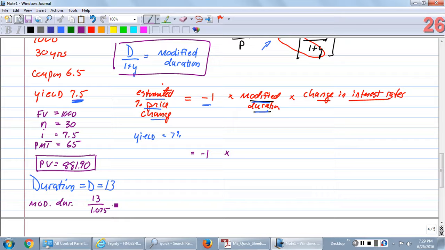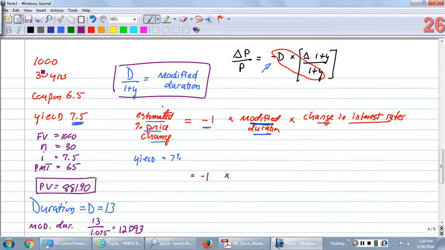1.075. This gives me 12.093. So our bond that we've been working with over on the left, $1,000 par value, 30 years till it matures, 6.5% coupon. It's currently priced to yield 7.5%. We know it's worth $881.90.